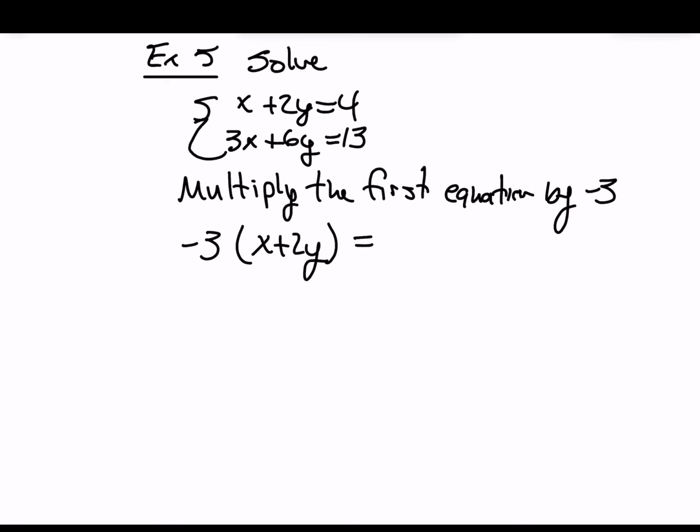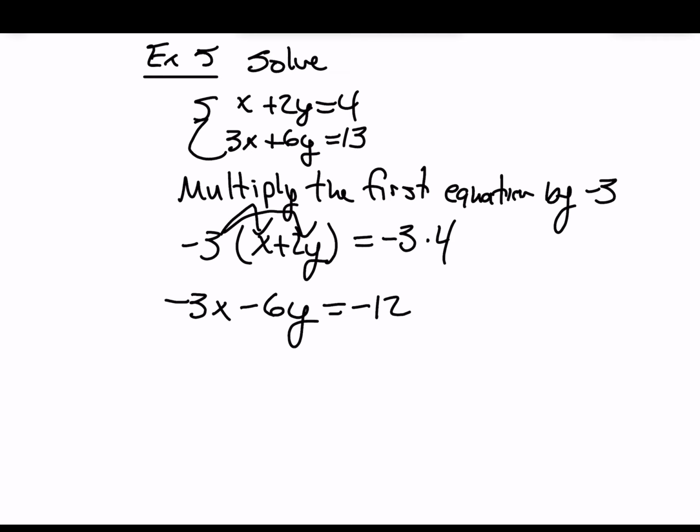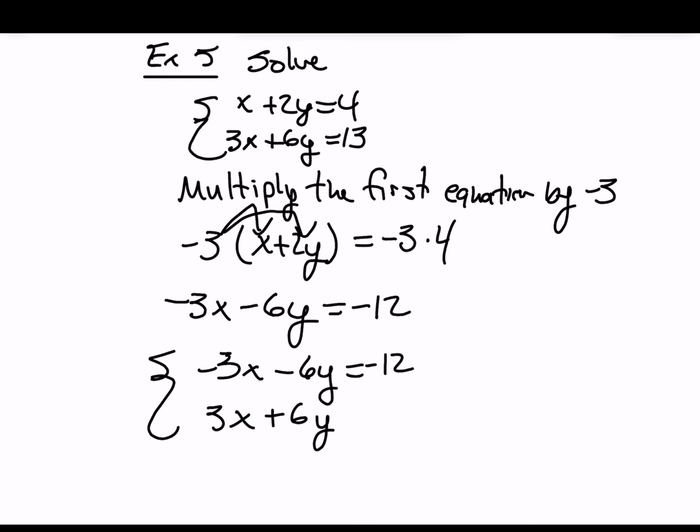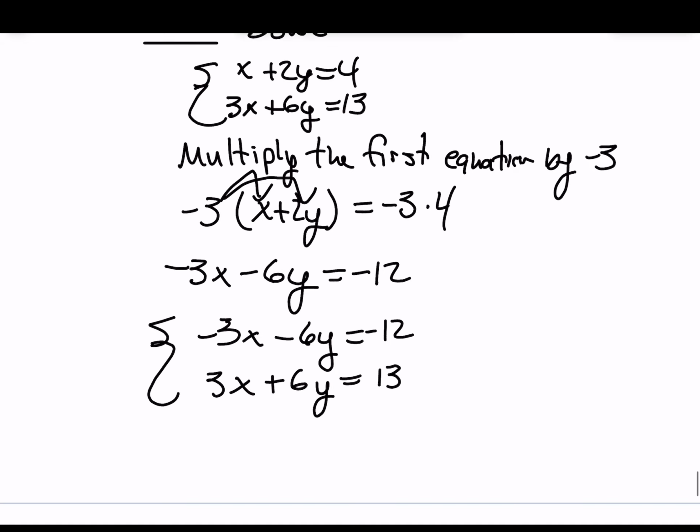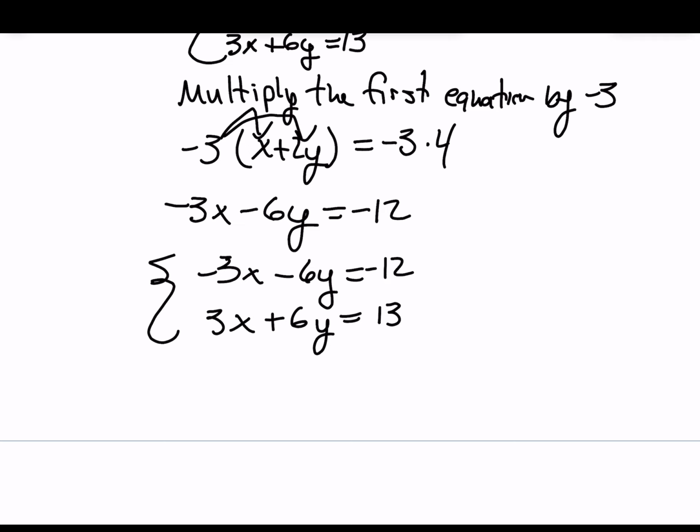So negative 3 times x plus 2y is equal to negative 3 times 4. Distribute the negative 3, we get negative 3x. Negative 3 times 2y is minus 6y. And negative 3 times 4 is negative 12. Okay, so our new system is negative 3x minus 6y is equal to negative 12, and 3x plus 6y is equal to 13.